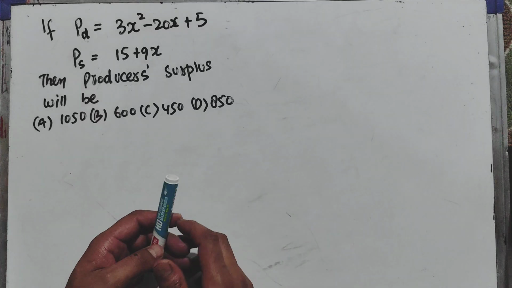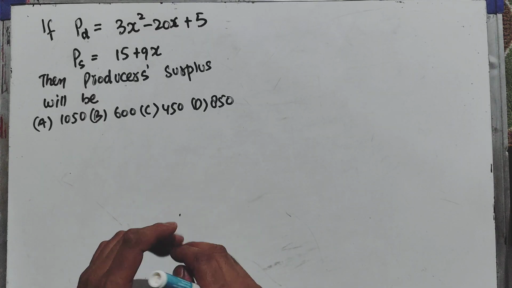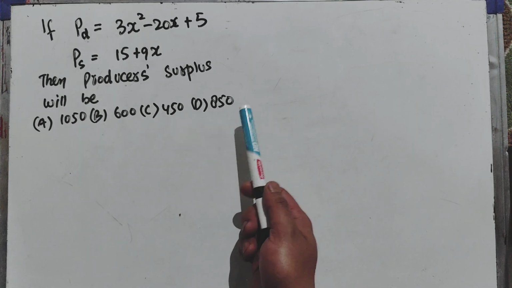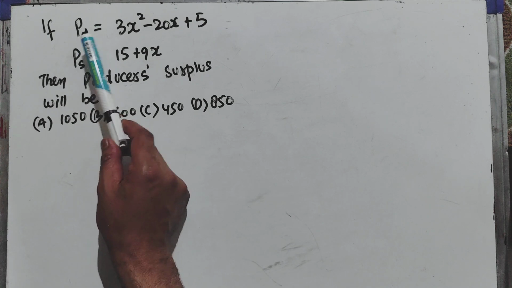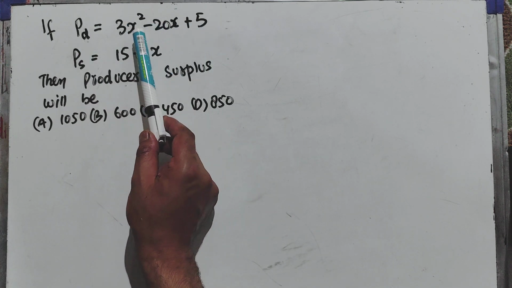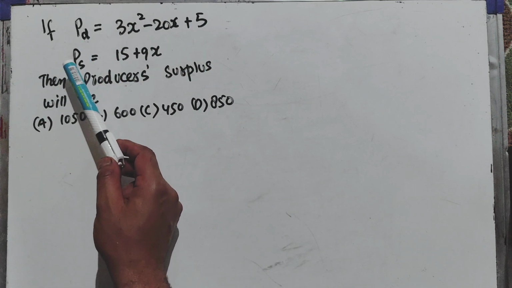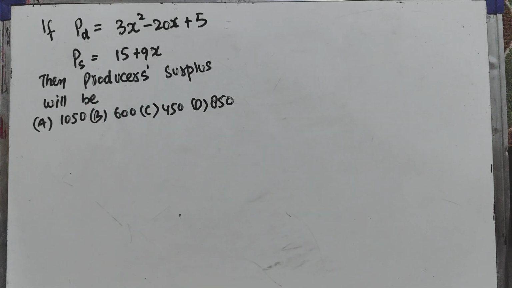In this video, we will solve the questions asked in the Madhya Pradesh Public Service Examination for the Assistant Professor in Economics held in 2025. The first question is: if the demand function is PD = 3x² − 20x + 5, where x is the output and P is the price, and the supply function is PS = 15 + 9x, we are supposed to find out the producer surplus. Options are being given. We need to find out the correct option.